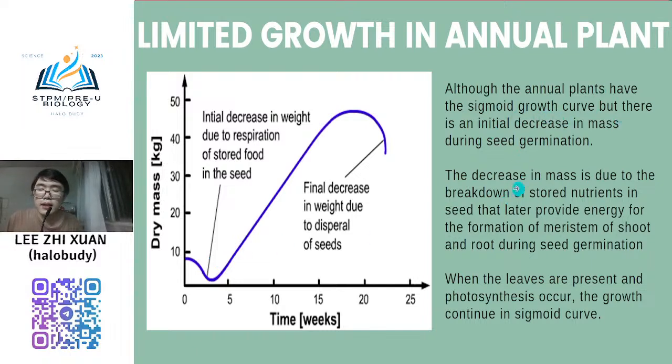You see here, this is the breakdown of stored nutrients in the seed that later provides energy for the formation of the meristematic tissue of the shoot and root during seed germination. So this is one of the main differences for the plant.